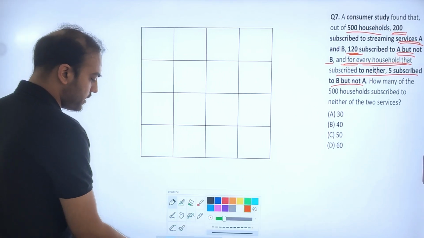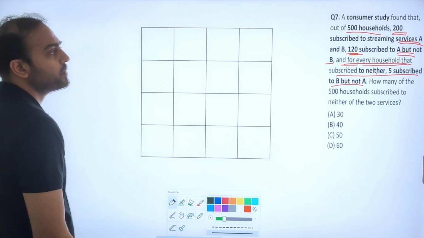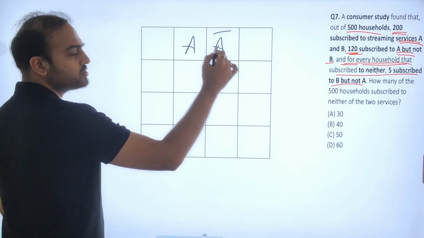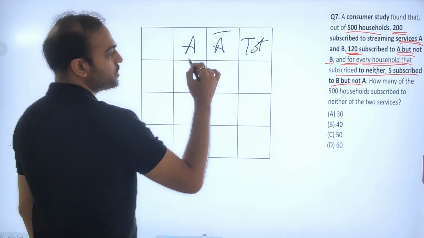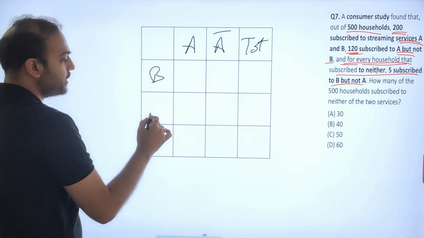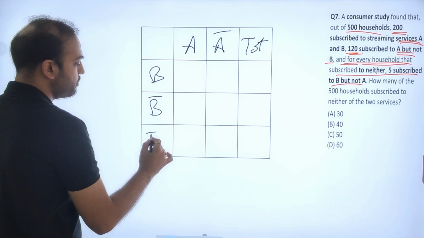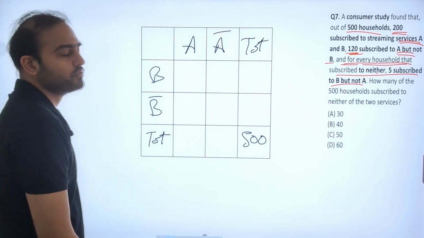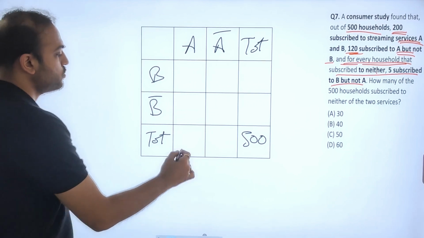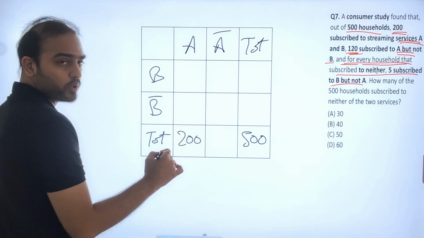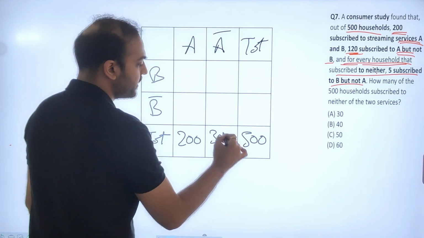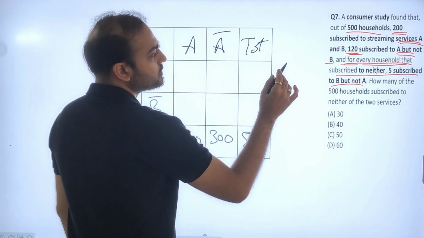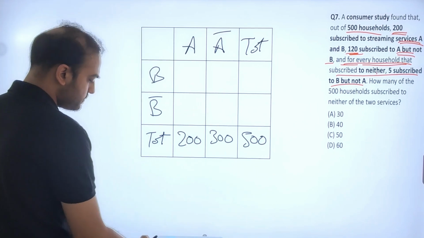Okay, alright, let's start with the table. I have subscribe to A, don't subscribe to A, total, subscribe to B, don't subscribe to B, total. Total is 500. 200 out of those subscribe to A, which means 300 don't. 120, sorry, my bad.